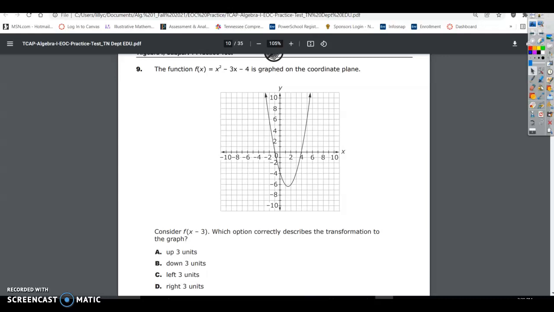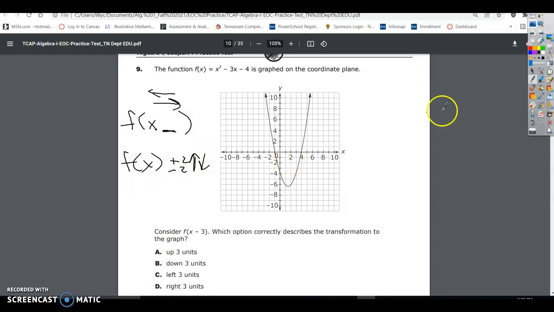Okay, so remember, if the number is outside the parentheses, it would be an up or down movement. If it's inside the parentheses, it's a horizontal, left or right movement. So anything inside is going to be left or right, and anything outside, like plus 2 or minus 2, would be an up or down movement.